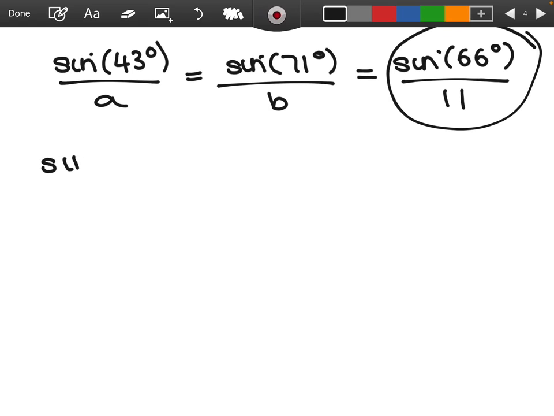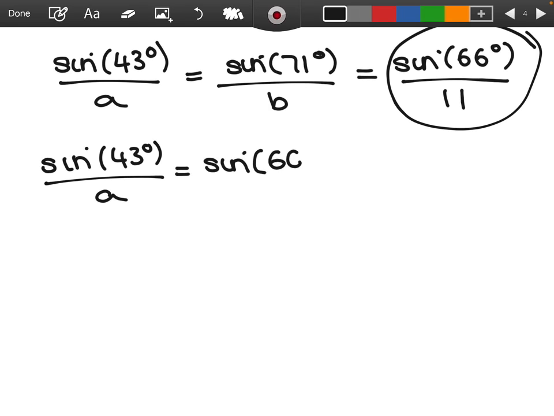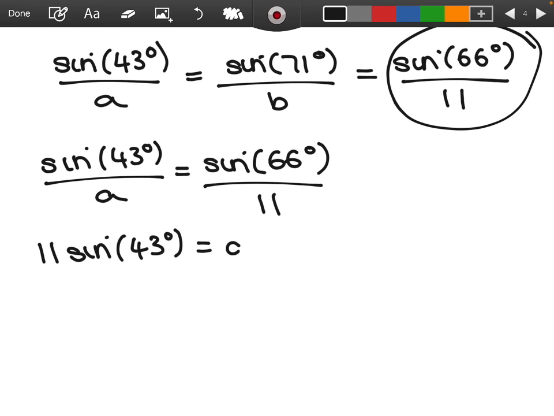So I know sine of 43 degrees divided by A is equal to sine of 66 degrees over 11. The way that I'm going to solve this, I've got to manipulate this. So I know if I multiply both sides by 11 and both sides by A, I get 11 sine 43 degrees is equal to A times sine of 66 degrees.